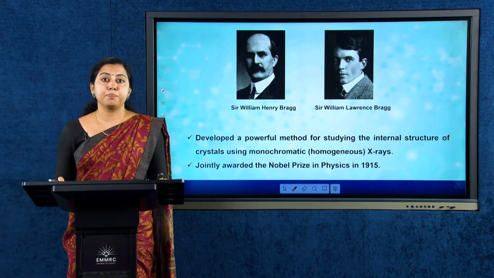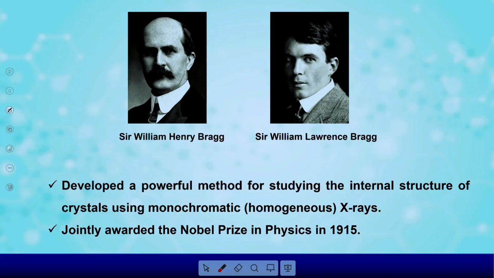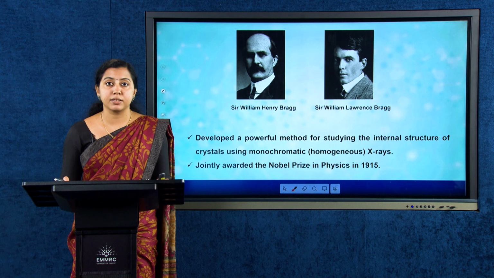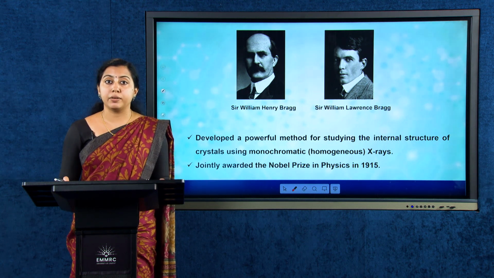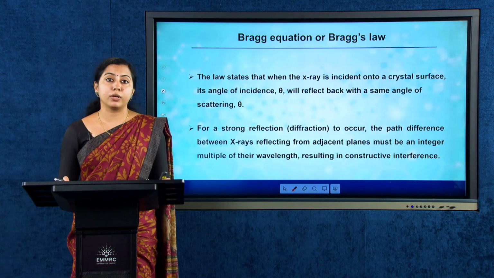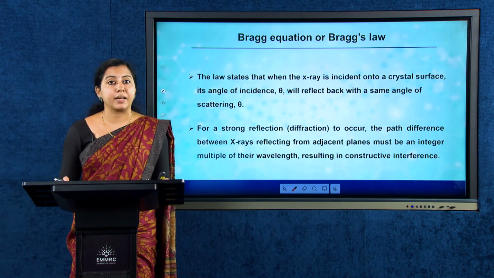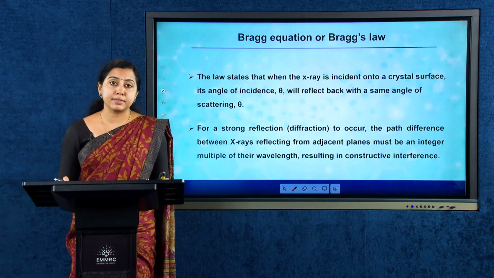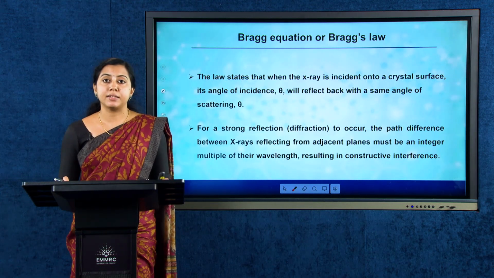We have also seen that Sir William Henry Bragg and his son Sir William Lawrence Bragg developed a powerful method for studying the internal structure of crystals using monochromatic homogeneous X-rays. The father and the son were jointly awarded the Nobel Prize in Physics in 1915 for their contributions in the field of X-ray crystallography. They also developed an equation known as Bragg's equation or Bragg's law. We have already discussed Bragg's law. Let's rewind it once more.